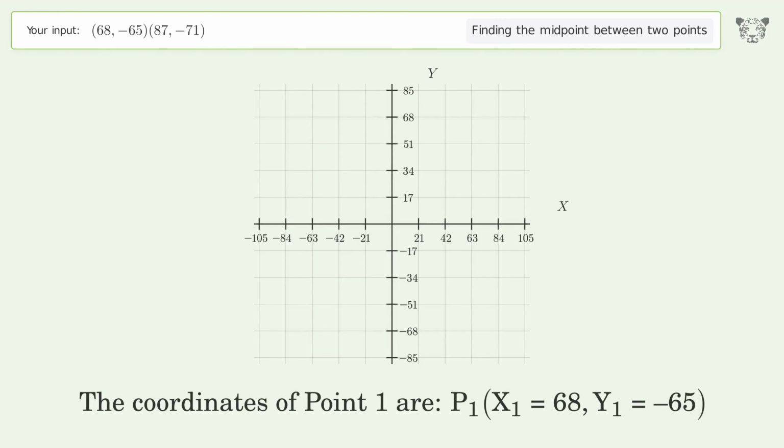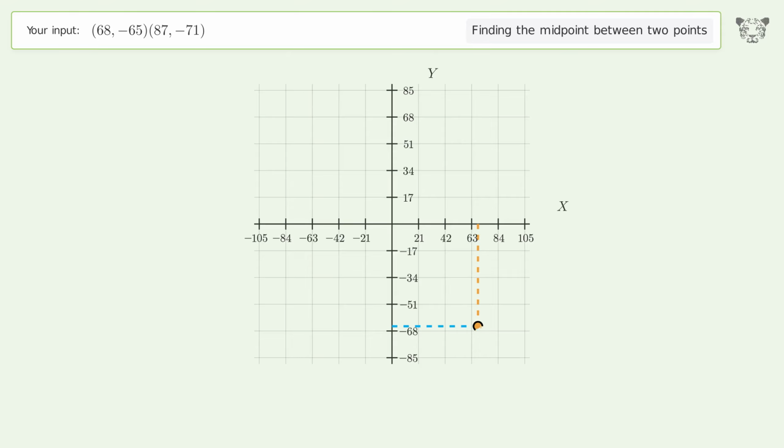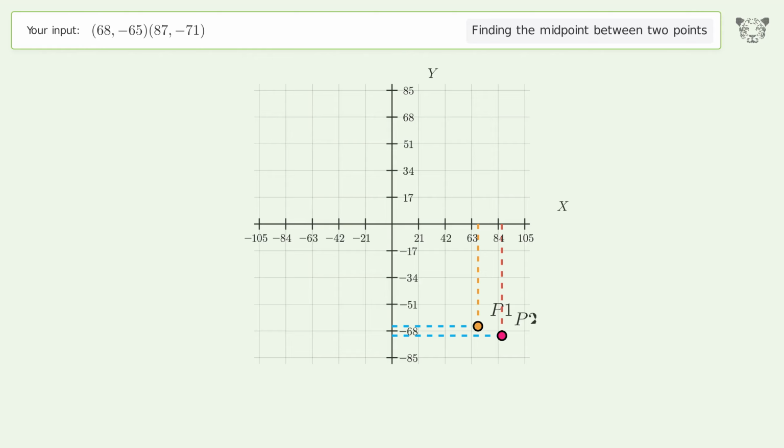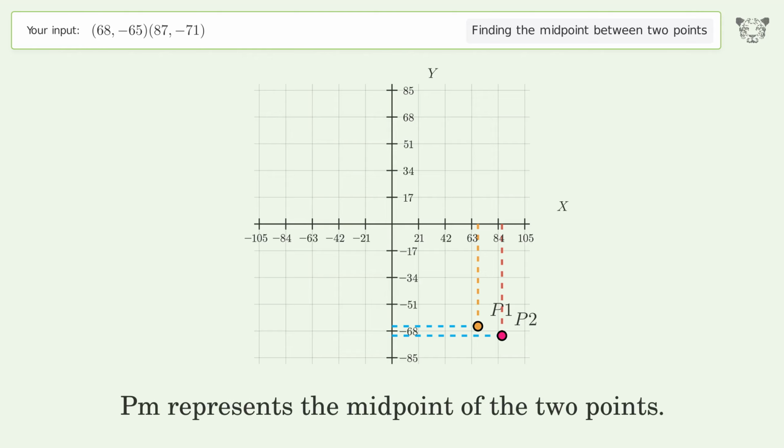The coordinates of point 1 are, x1 equals 68, y1 equals negative 65. The coordinates of point 2 are, x2 equals 87, y2 equals negative 71. PM represents the midpoint of the 2 points.